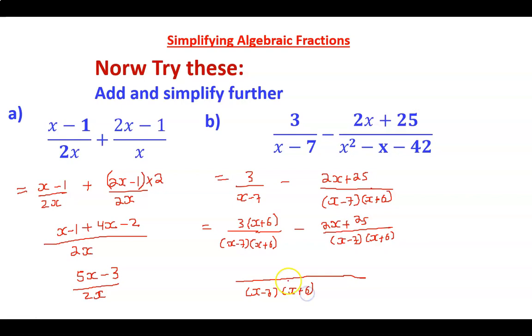What about the top? We'll collect like terms. Expand it. That gives me 3x plus 18 when I expand it. This one you need to times it by minus. That gives me minus 2x minus 25. Amazing. Now, what's 3x minus 2x? That's 1x. What is 18 minus 25? That's minus 7. What I got here at the bottom, I got x minus 7 times x plus 6. You see I got x minus 7 here, and x minus 7 there. Cross them. Final answer is 1 divided by x plus 6.